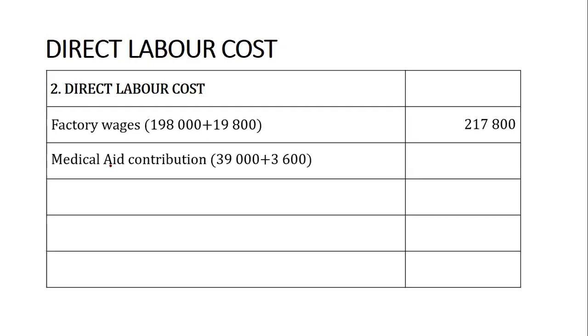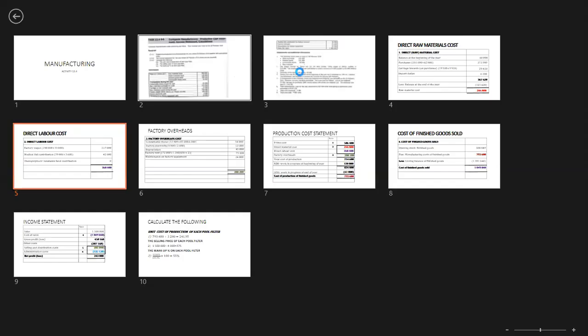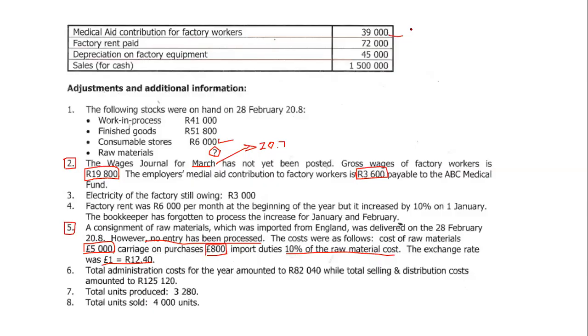Medical aid contribution will be 39,000. Where does the 39,000 come from? I know you didn't see that, but the 39,000 comes from the fact that medical aid that was already recorded was 39,000. Can you see that? Not yet, because I think it's still loading. Can you see it? Yes, I see it. We good?